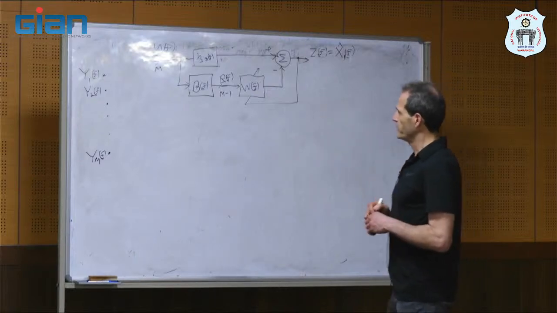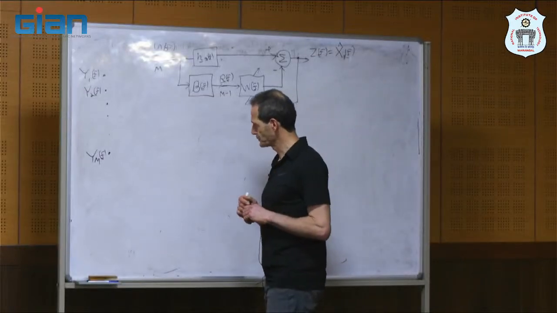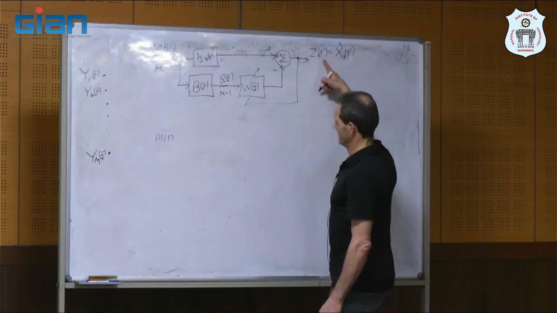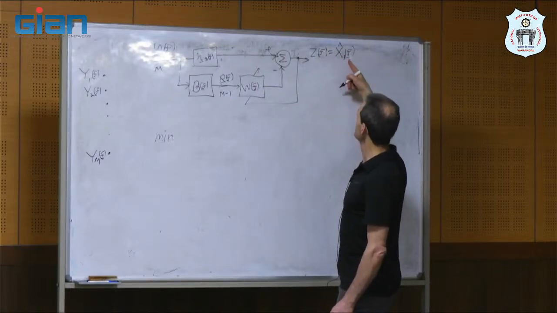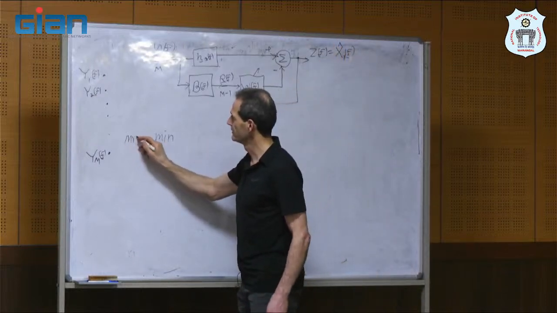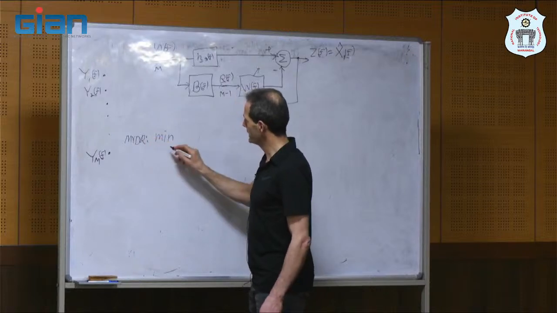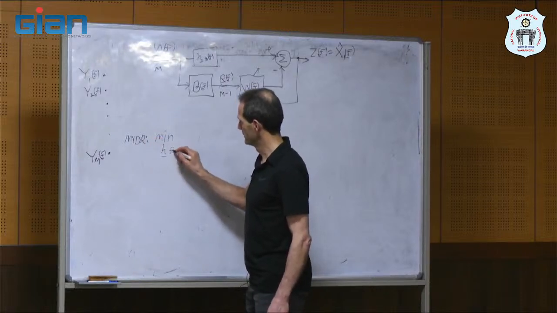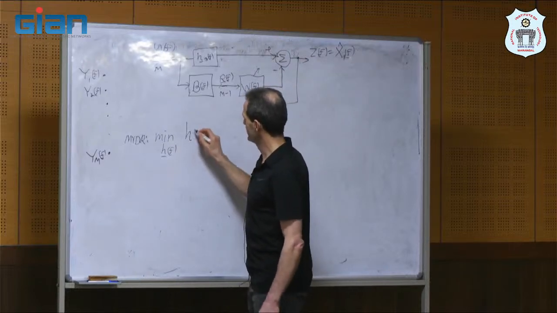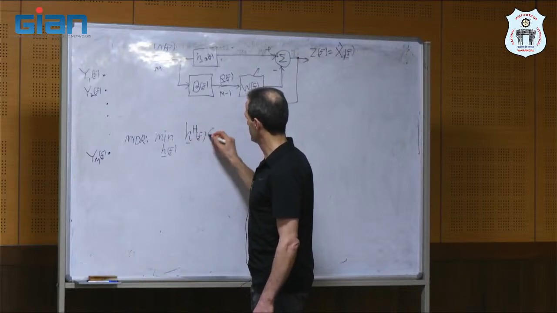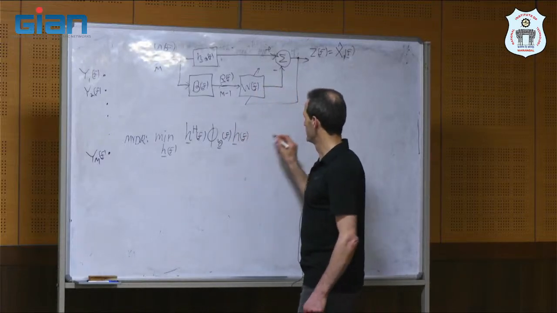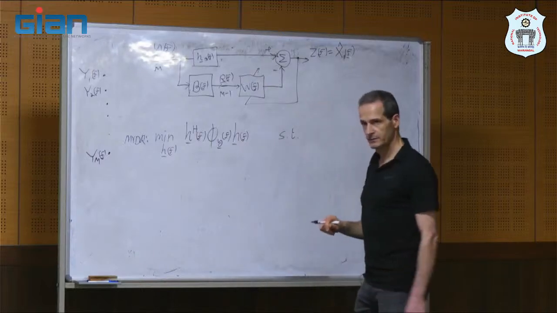So with the MVDR, what we did, I remind you, we minimize the variance of the output, which is H^H Phi_y H, subject to the distortionless constraint.